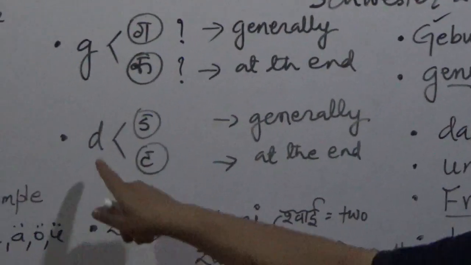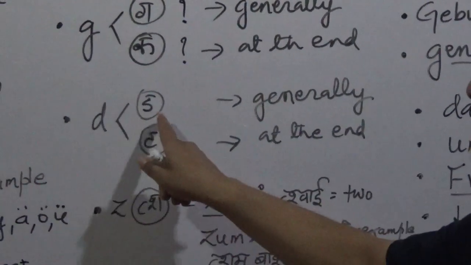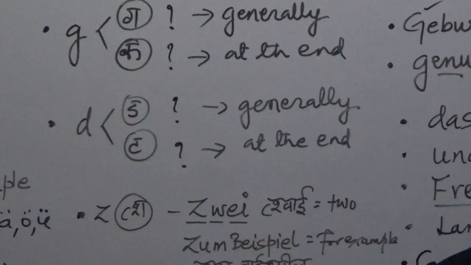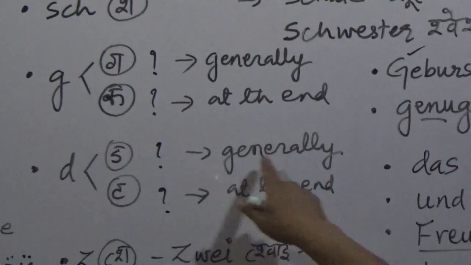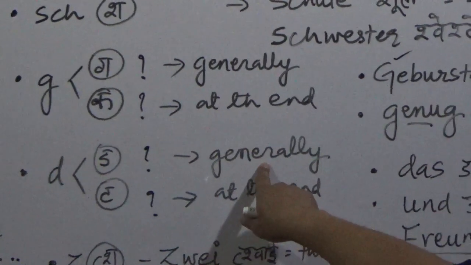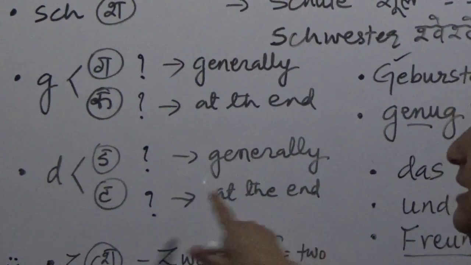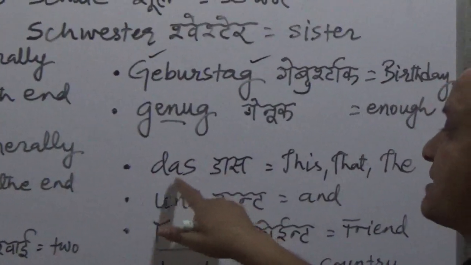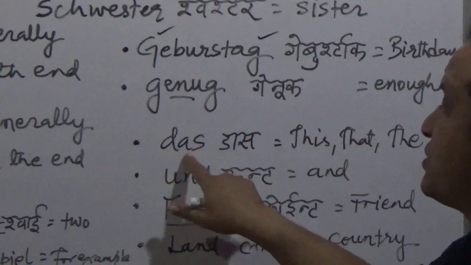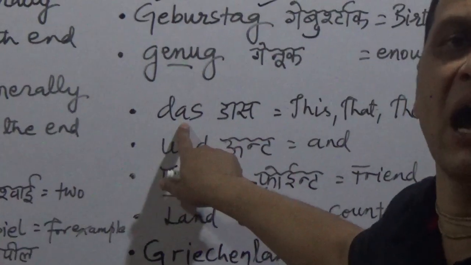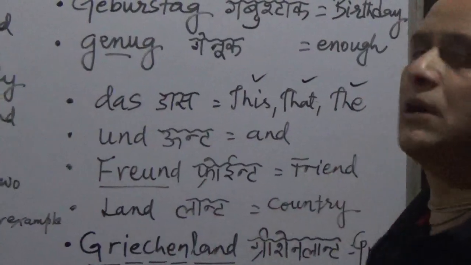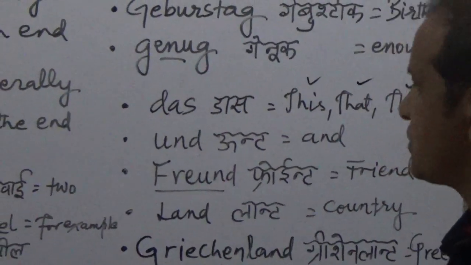The next one is D-A. It gives D sound and T sound. When does it give D sound? When does it give T sound? The guidelines are here. Generally, it gives D sound, but at the end, it gives T sound. For example, zum Beispiel, D-A-S. So it will give D sound. In German, A is pronounced as A. So it is das. Das means this or that or the. We'll use it later on.